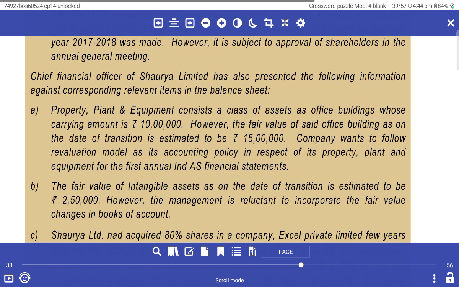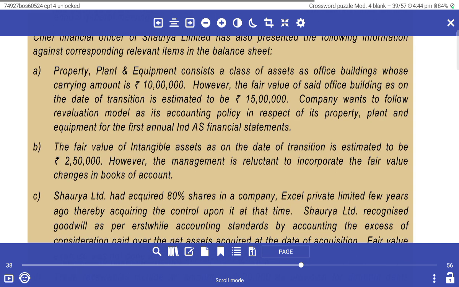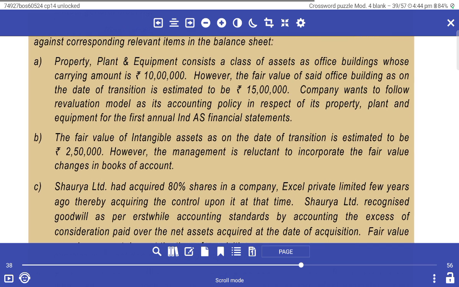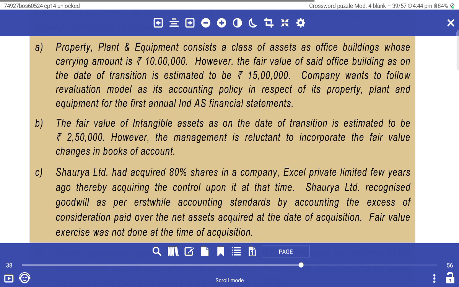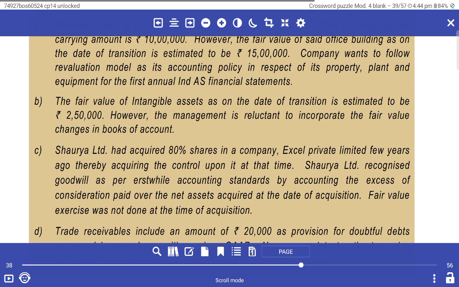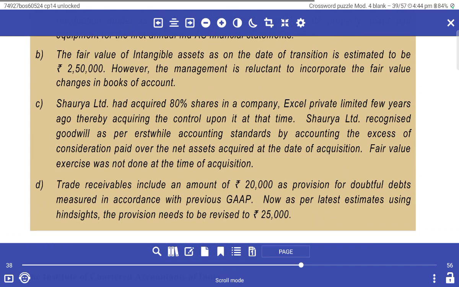The Chief Financial Officer of Shaurya Limited has also presented the following information against the corresponding relevant items in the balance sheet. Property, plant and equipment consists of a class of assets, office buildings, whose carrying amount is 10 lakh. The fair value of the said buildings on the date of transition is 15 lakhs. The company wants to follow the revaluation method. Also, the fair value of intangible assets as on the date of transition is estimated to be 2,50,000.